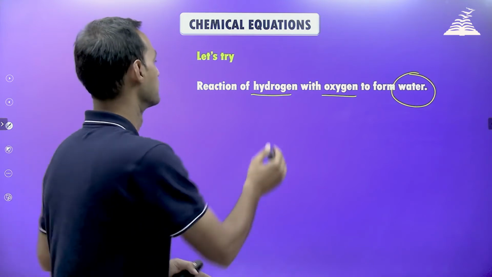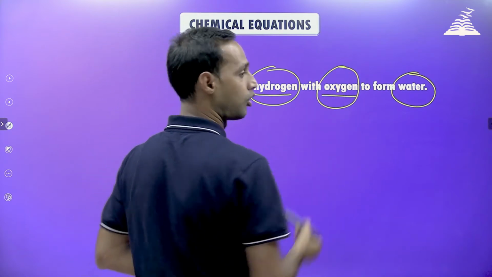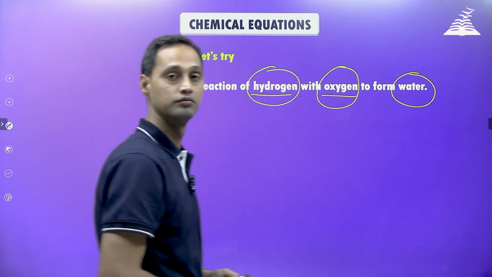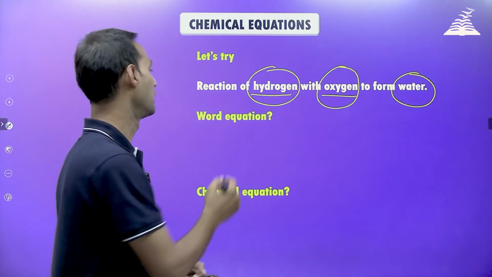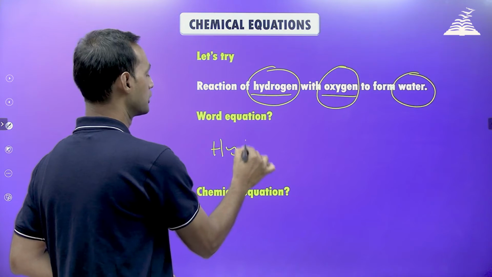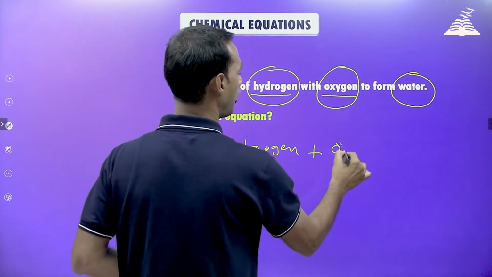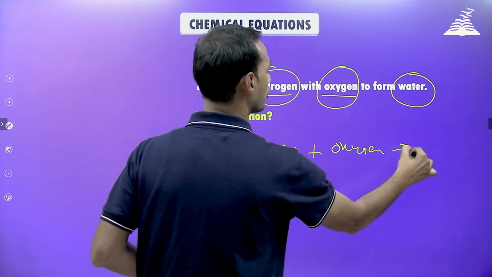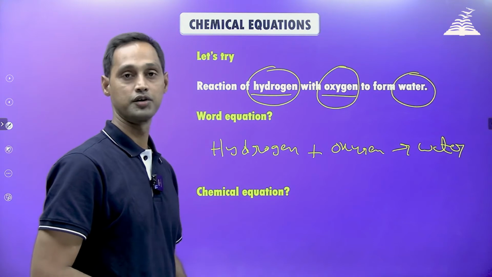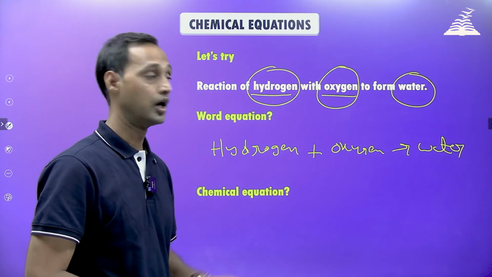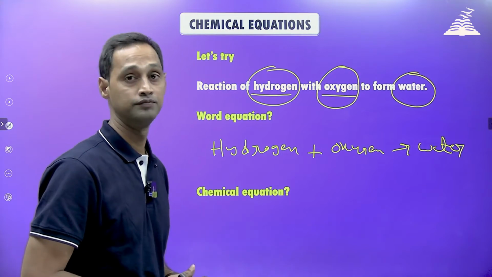How do you write a word equation? Simple. Hydrogen reacting with oxygen, that means hydrogen plus oxygen gives water. In words we are writing, so that we will have a word equation. Hydrogen plus oxygen, it is reacting with oxygen, and water is the new substance formed. So this is the chemical reaction in the form of a word equation. And now I'm converting it into a chemical equation using symbol and formula.